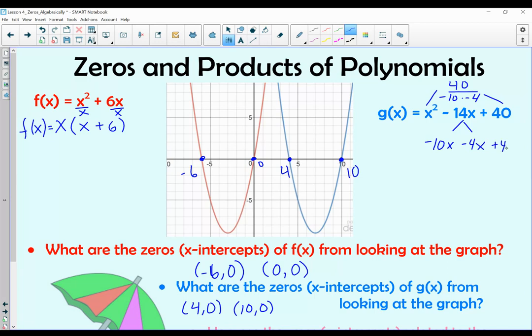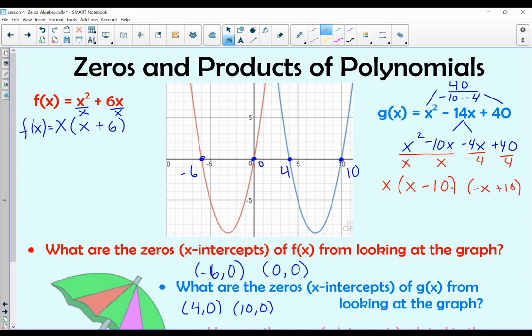And my positive 40, the constant, is going to come down, and my leading term of x squared is going to come down. This is called factoring by grouping for a reason. If I group this section, I ask myself, what's the greatest common factor between x squared and -10x? Well, it's x. So I factor out x, and I get x minus 10. And over here, what's the greatest common factor between -4x and 40? I'm going to say 4. But you're going to notice something happens. If I factor out 4 and only 4, I get -x plus 10.